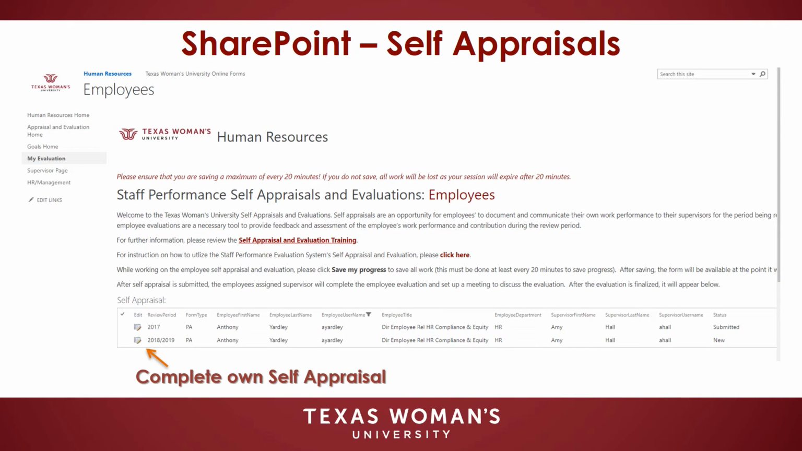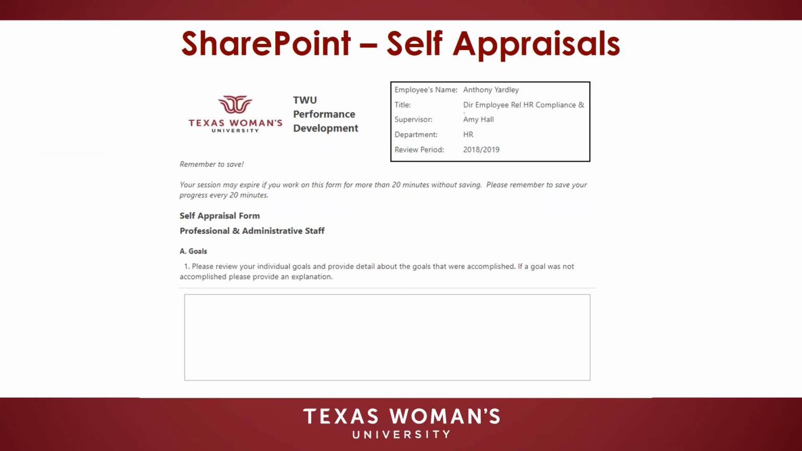Click on the icon next to 2018-2019, open the form, and begin your self-appraisal. This is the top portion of the self-appraisal form. The top portion of the form is the same for classified employees and professional and administrative employees. In the upper right-hand corner, this box will automatically populate with your name, title, supervisor, department, and review period year.